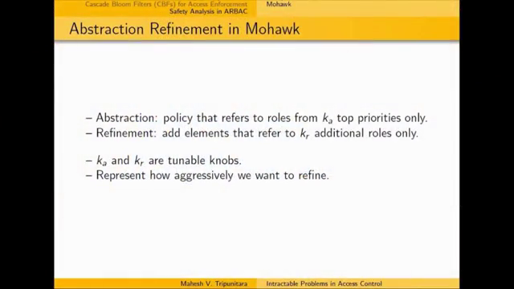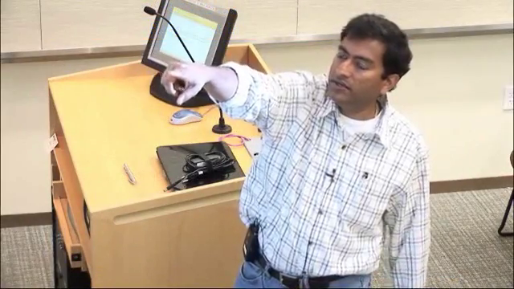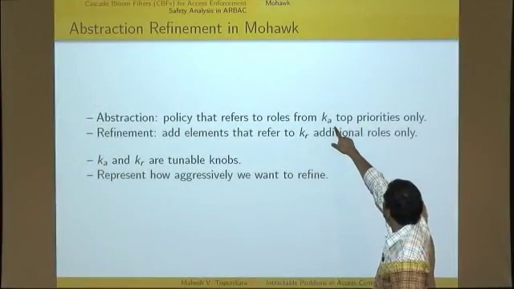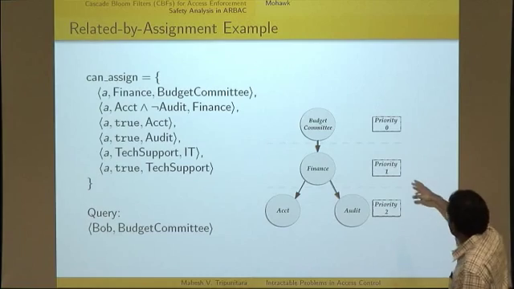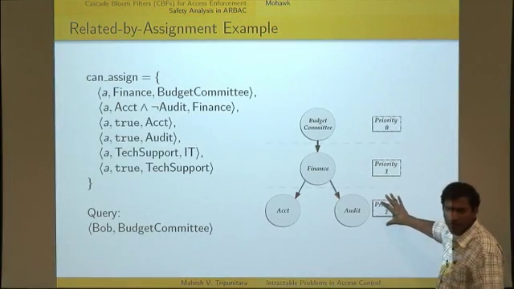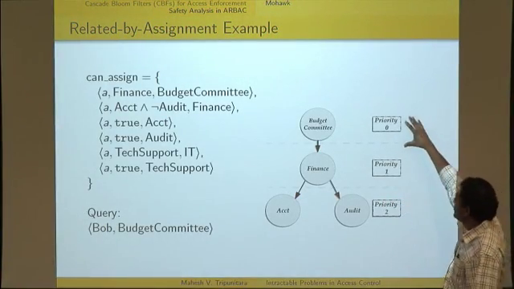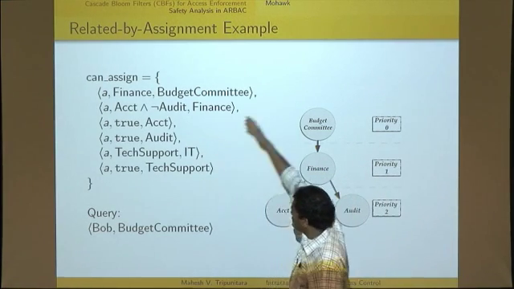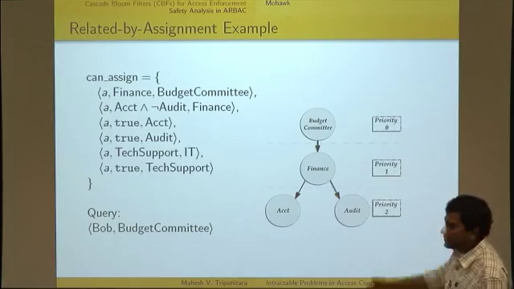Okay, so basically what we're going to do is prune the policy, and we only take that part of the policy that refers to some constant number of roles by this priority. So you could have K_A be 1, which means we start off with only, I think we start here, right? Okay, oh, we start at the top. So we will throw away all of these. Actually, we'll throw away everything, because even the finance role is not in there. So the abstraction is an under-approximation. Yes.